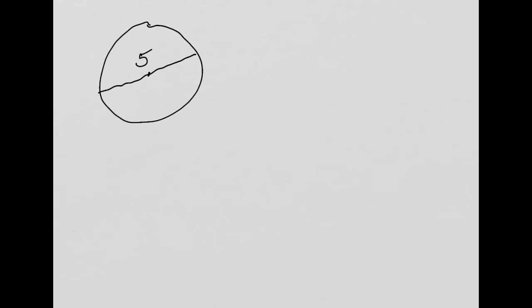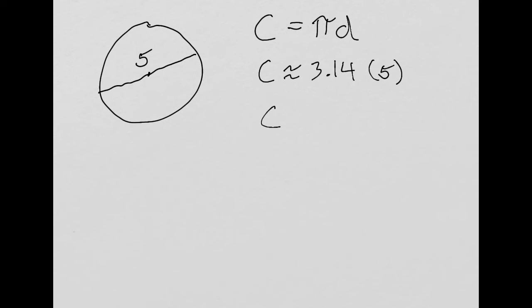So now I have a circle with a diameter of 5. So to find the circumference of that circle, I'm going to use pi times the diameter, which means it's going to be about equal to 3.14 times 5. So when I do that, 5 times 4 is 20, carry that 2. 5 times 1 is 5, plus 2 is 7. 5 times 3 is 15. I need 2 digits behind the decimal point, so it's 15.7, and label it with whatever the label was for the original circle.